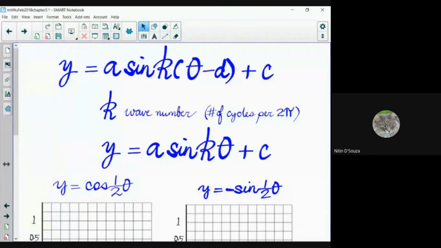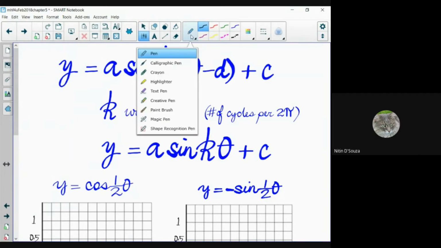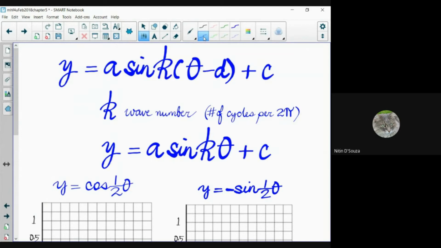Okay, so K, call the wave number, because it tells you how many complete cycles are between 0 and 2 pi. So this was 0 and this was 2 pi. And you saw this. K is 2 because there's two waves.